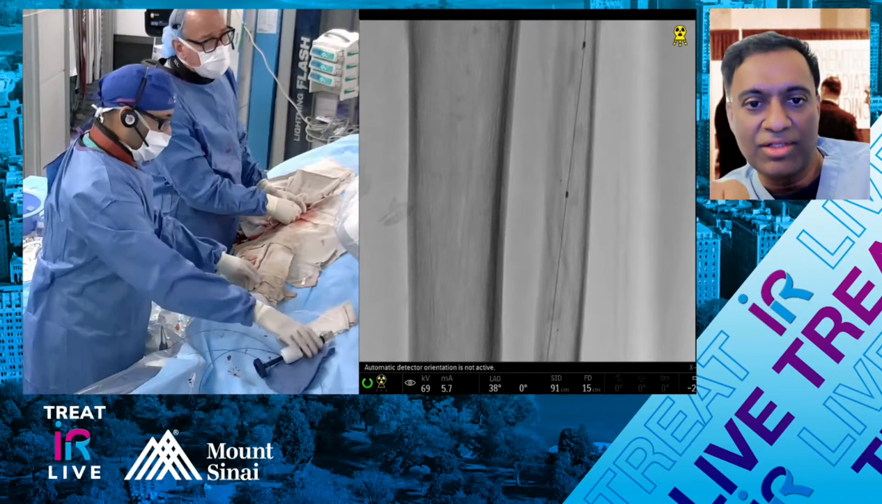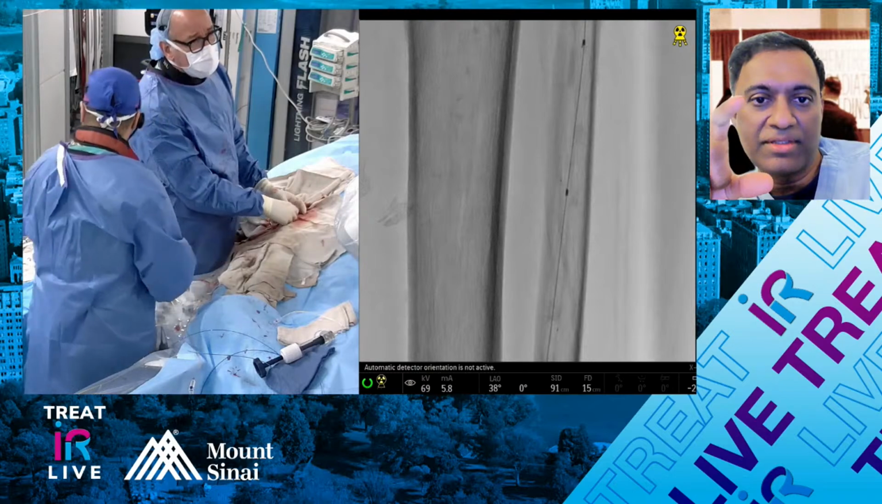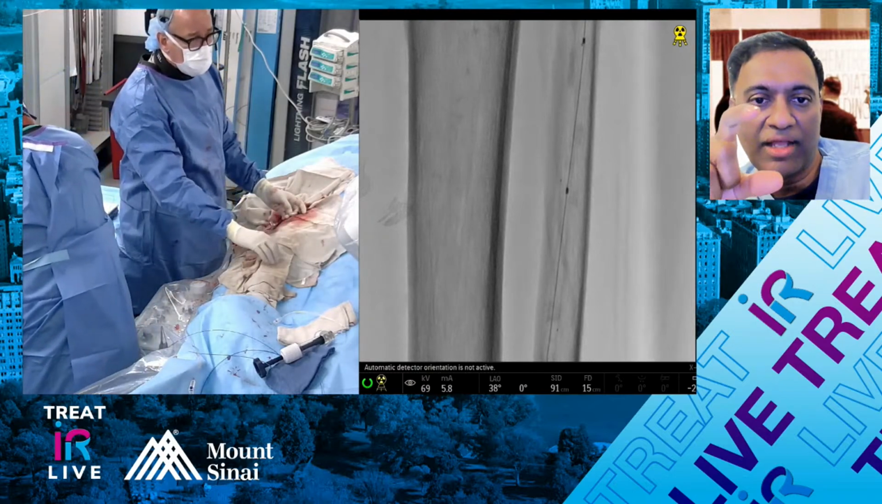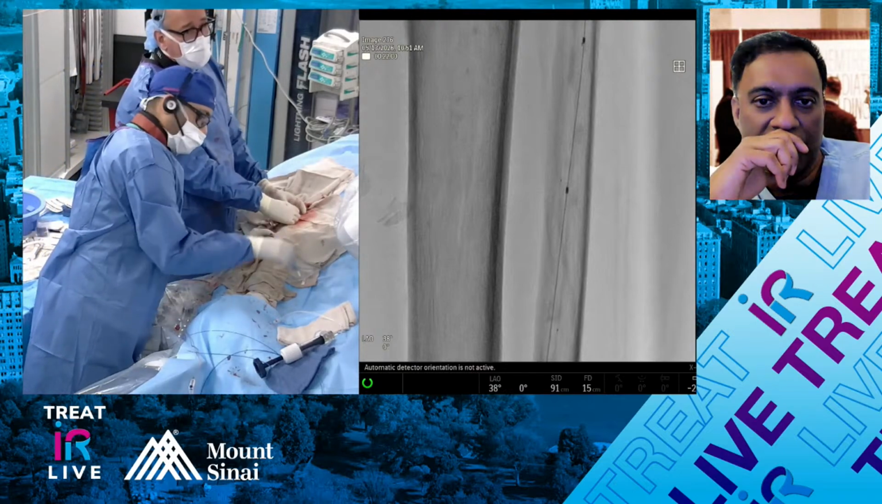All right, let me ask you a question. Here's the second stent platform implant. When you're deploying these overlapping stents, what's your algorithm? How much overlap do you have between the two constructs? That's a great question.